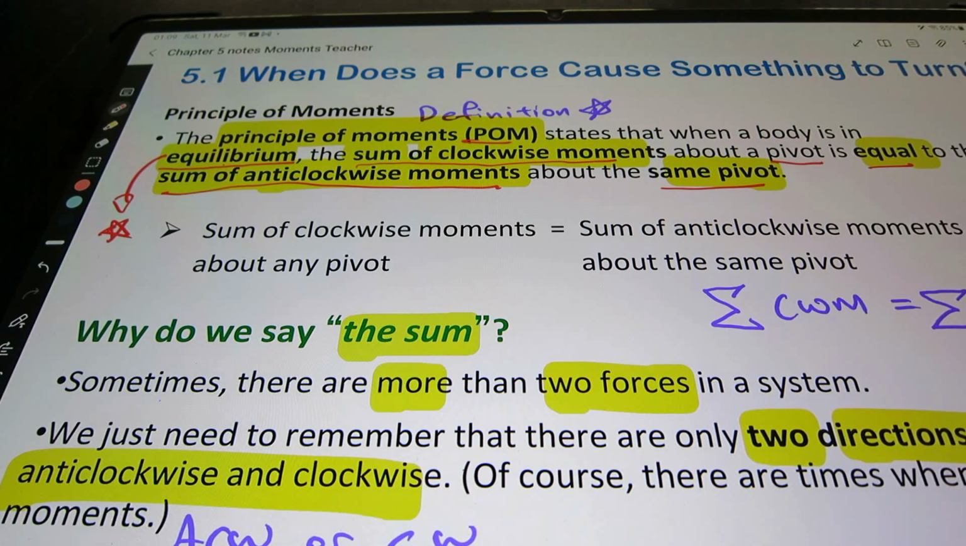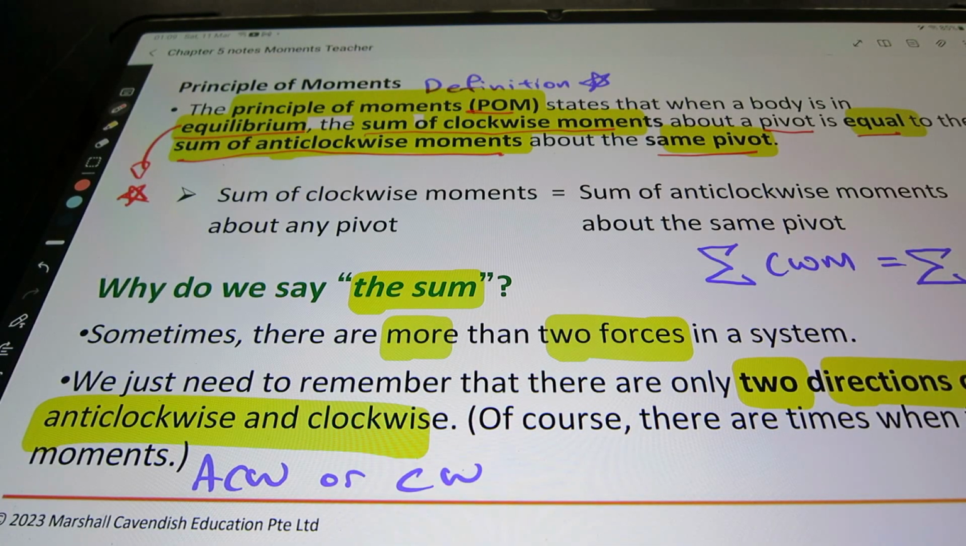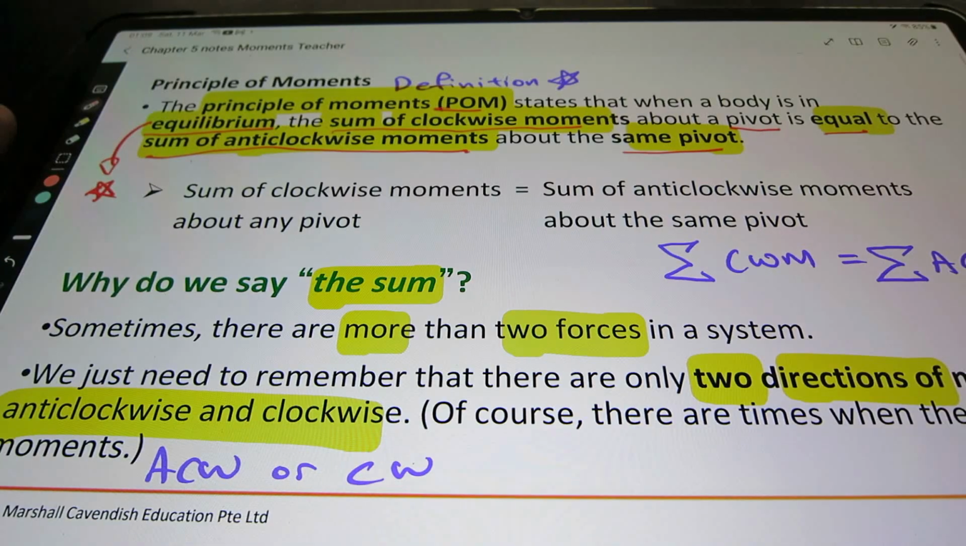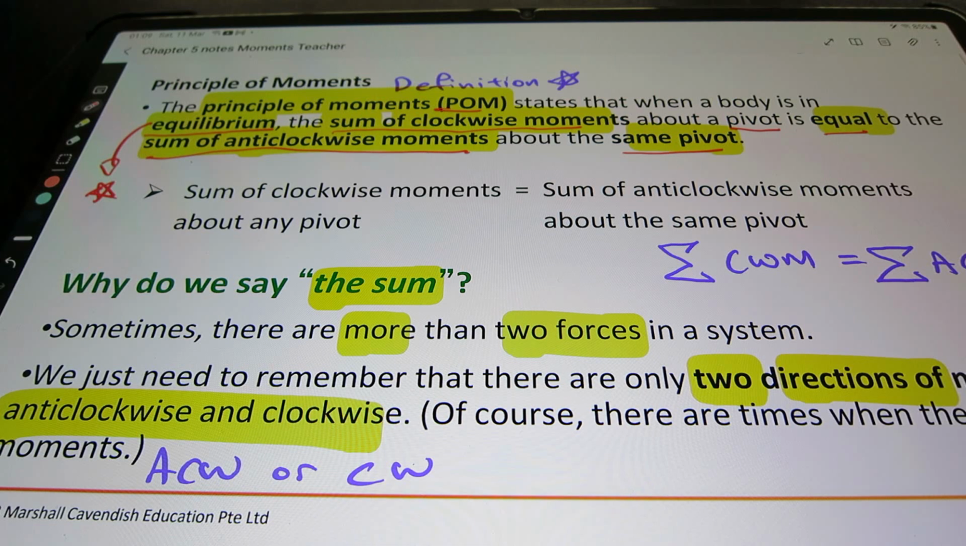Now, why do you say sum? Because in any moments question, they can give you as many forces as they want. It may not even be just two forces, one causing an anti-clockwise and one causing a clockwise moment. They could give you two or three forces, some causing clockwise moments, some causing anti-clockwise moments. So you need to figure out which are clockwise and which are anti-clockwise. And when they tell you the object is balanced, or in equilibrium, you need to sum up all the clockwise moments and make sure it is equal to the sum of all the anti-clockwise moments.